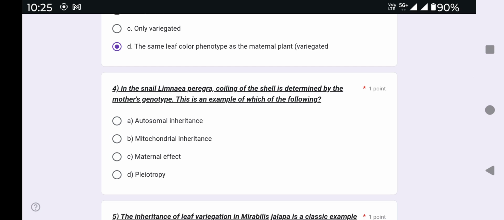And the fourth question is, in the snail Lymnaea peregra, coiling of the shell is determined by the mother's genotype. This is an example of which of the following? The options are A, autosomal inheritance, B, mitochondrial inheritance, C, maternal effect, and D, pleiotropy. The correct option will be maternal effect, option C.